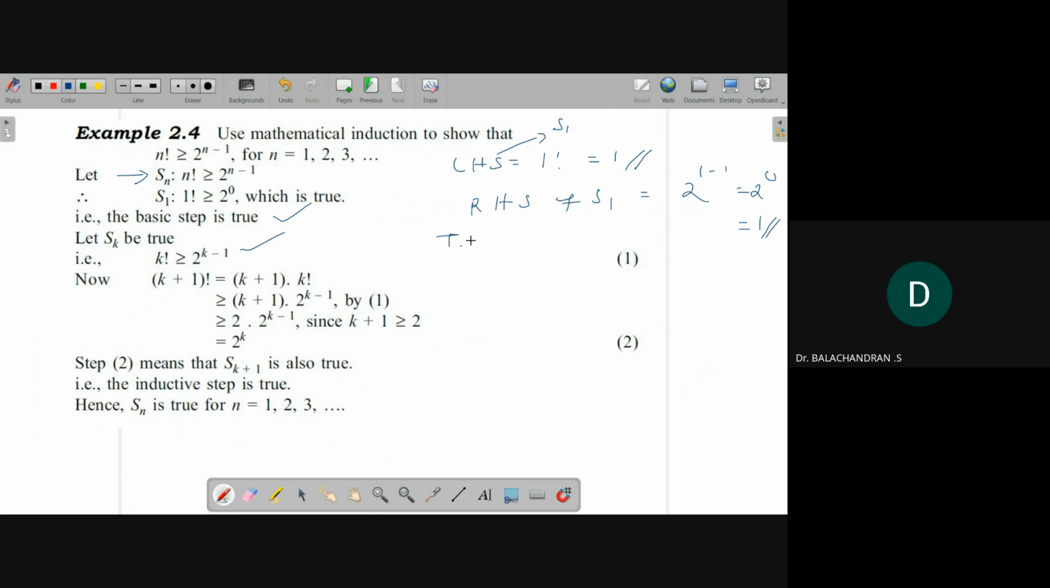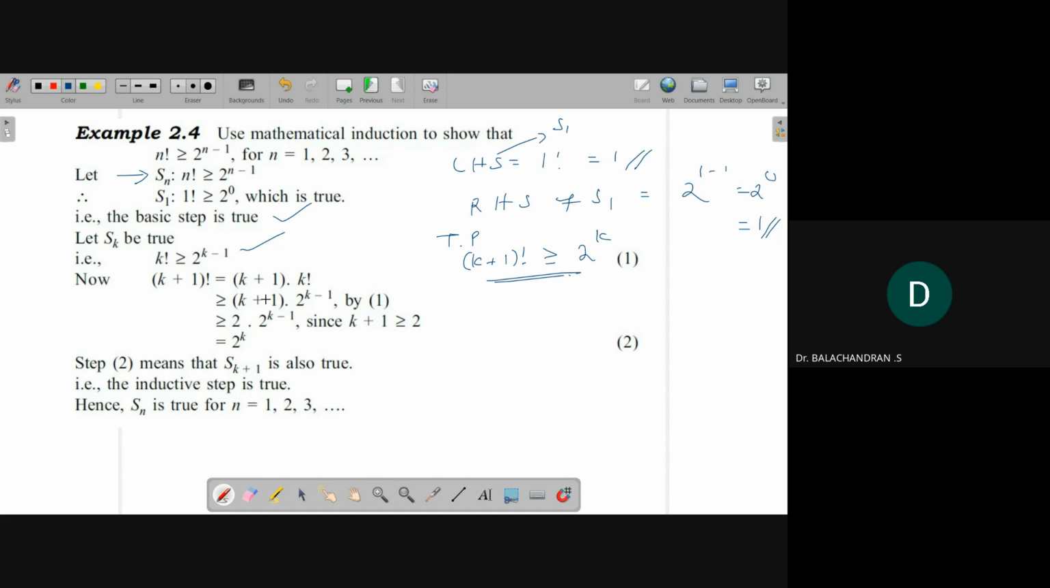So to prove k plus 1 factorial is greater than or equal to 2 power, so n equal to k plus 1 means 2 power k. So actually I need to prove this. So I'll take the left hand side, k plus 1 factorial. This is equal to, you can write k plus 1 into k factorial. So we'll keep k plus 1. So k factorial is greater than or equal to 2 power k minus 1. Using this, we are writing k factorial is greater than or equal to 2 power k minus 1. That is, using 1.